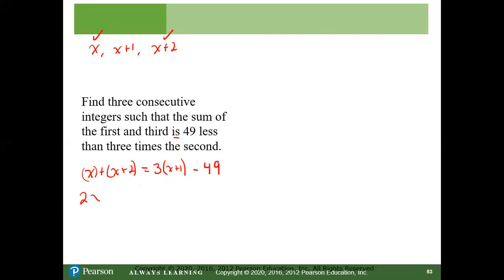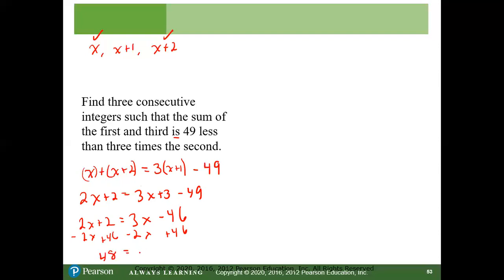So this will be 2x plus 2 is equal to 3x plus 3 minus 49, and we can start to simplify here. So this will be 2x plus 2 is equal to 3x minus 46. When you add 3 to negative 49, of course, you get negative 46. And we can subtract 2x, also add 46, add 46. And that's going to give us 48 is equal to x.